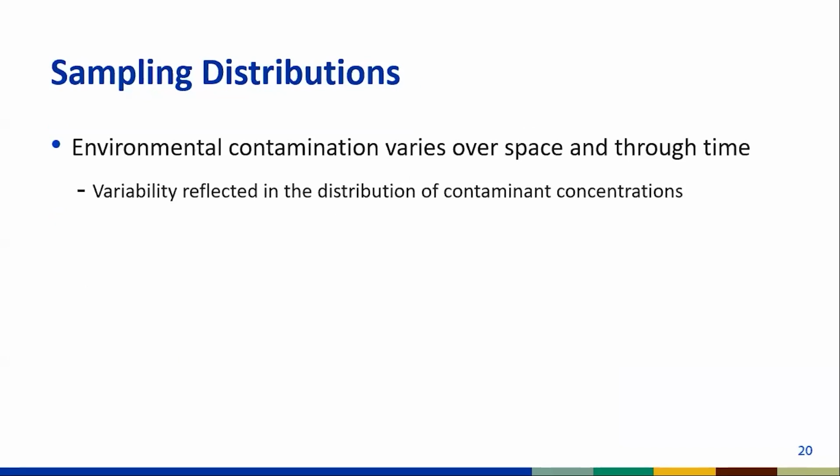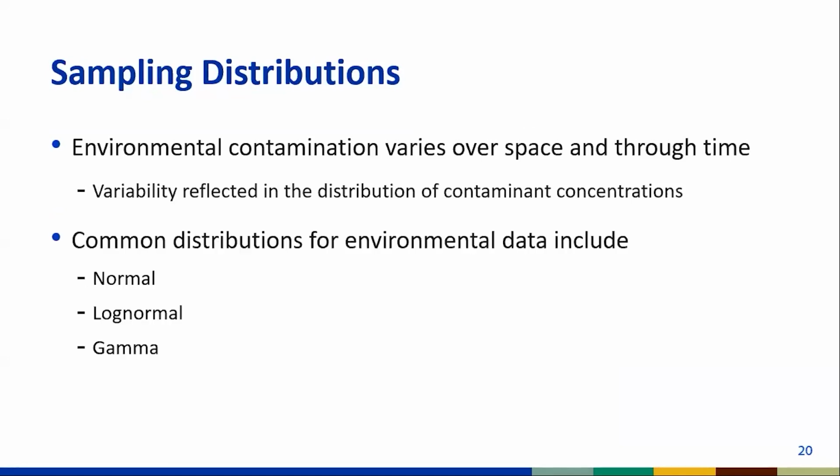Environmental contamination varies over geographic space and through time. It is rarely constant. You can use the distribution of measured concentrations, though, to help characterize this variability. Data distributions illustrate how data are dispersed or concentrated around specific values or within ranges. Data distributions can assume various shapes, several of which are well defined. Common distributions observed in environmental data include normal, log normal, or gamma distributions.